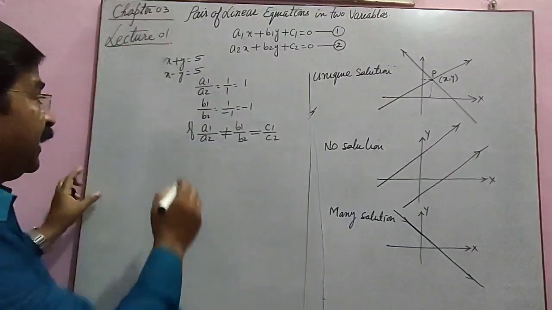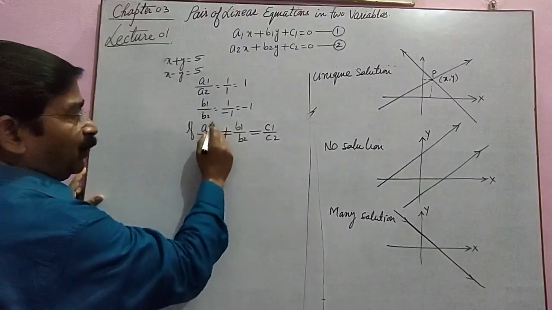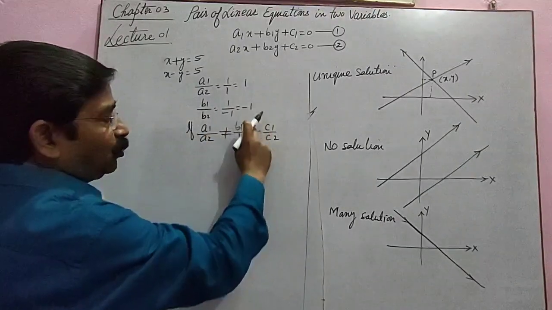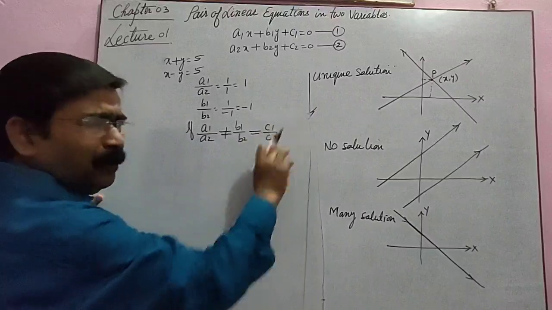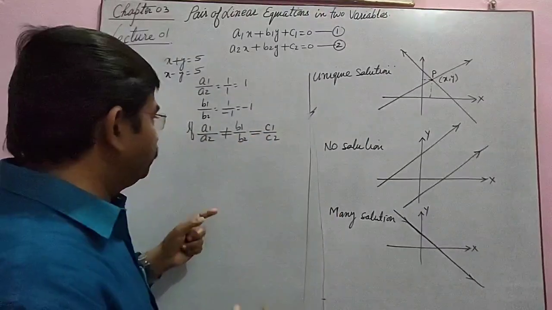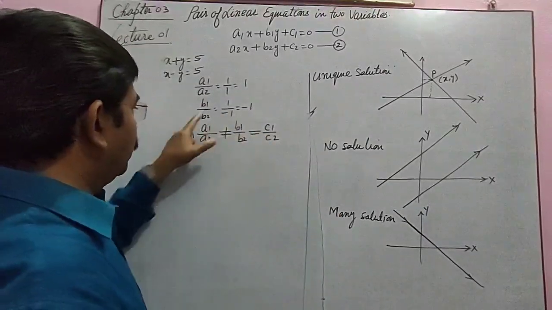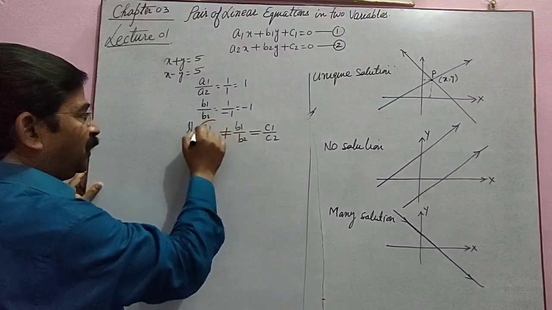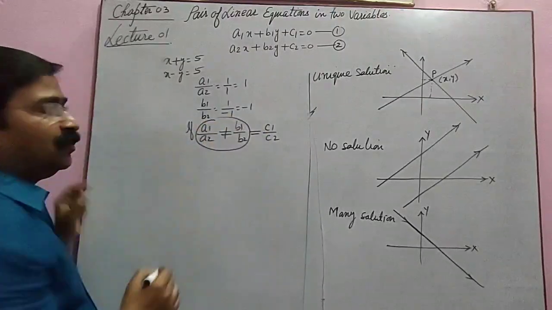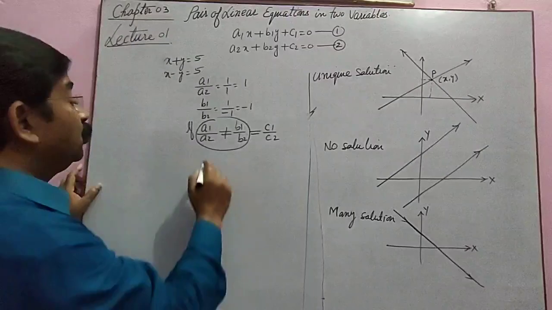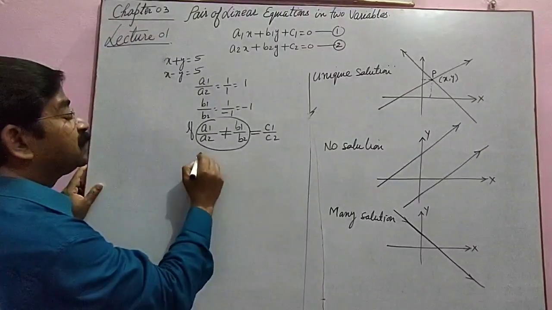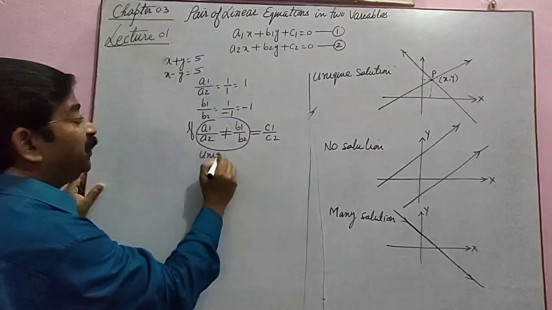So what is the first case? a1 upon a2 is not equal to b1 upon b2, whether or not c1 upon c2 is equal. This case shows us a unique solution.